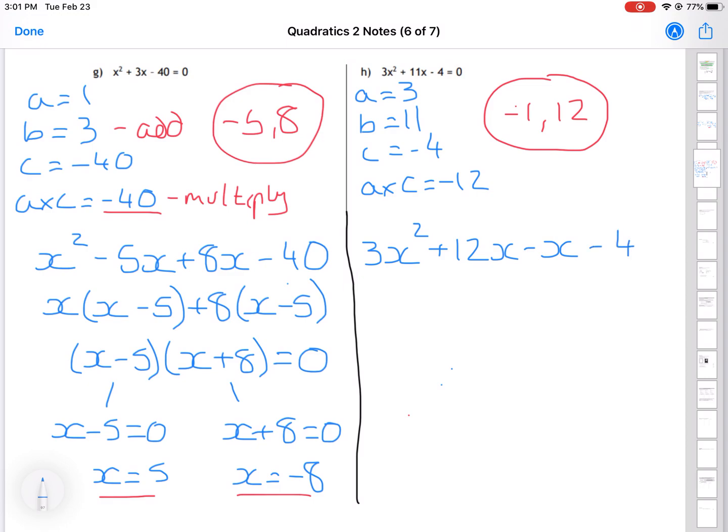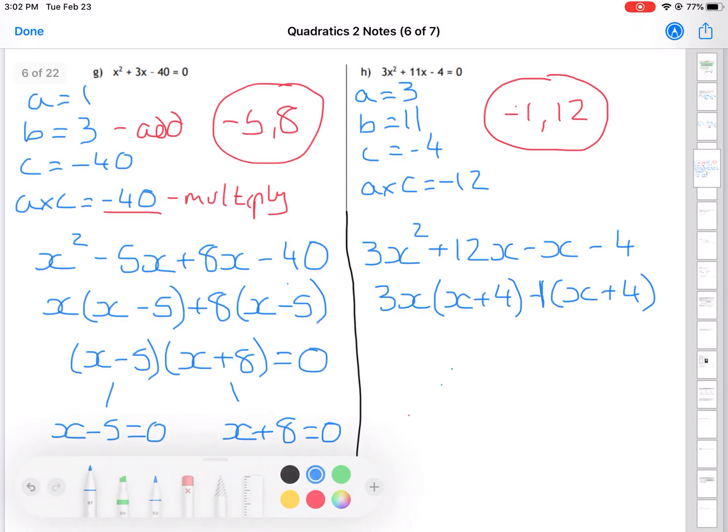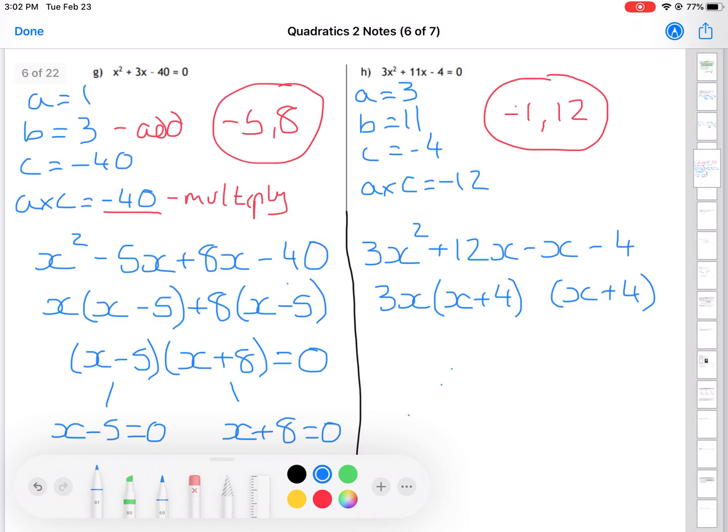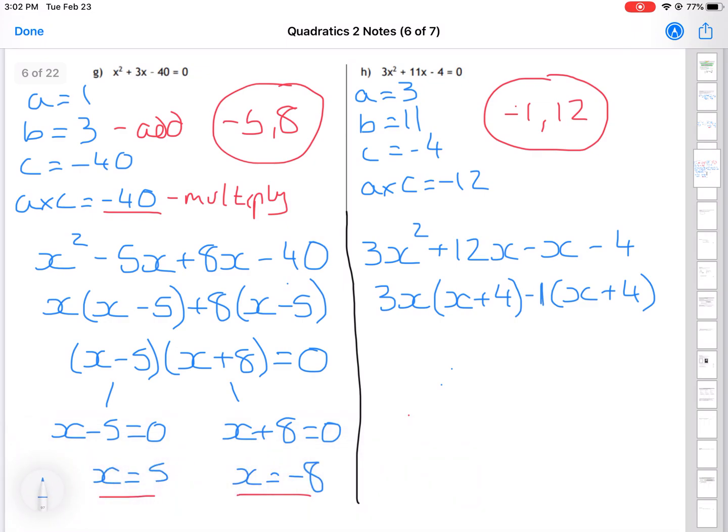Common factor between the first two terms is 3x, leaving you x plus 4. Keep the minus there, and we end up with x plus 4 as well. Now we can put a 1 in this one. If we don't have to take any common factor out of the second bracket, then we just keep the symbol and put a 1 there in front of the bracket. Therefore the two brackets are x plus 4 and 3x minus 1.